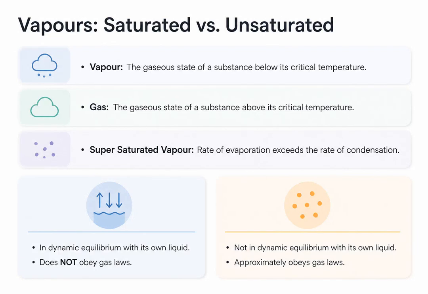Let us jump straight into the concept of vapors. A vapor is simply the gaseous state of a substance when it is below its critical temperature. If it is above that critical temperature, we call it a gas. We classify vapors into two main types, saturated and unsaturated. A saturated vapor is one that has reached a state of dynamic equilibrium with its own liquid, meaning the rate at which molecules evaporate equals the rate at which they condense. Because of this constant phase change, saturated vapors do not obey standard gas laws. On the other hand, an unsaturated vapor is not in equilibrium with its liquid and behaves much more like an ideal gas, meaning it approximately obeys the gas laws.